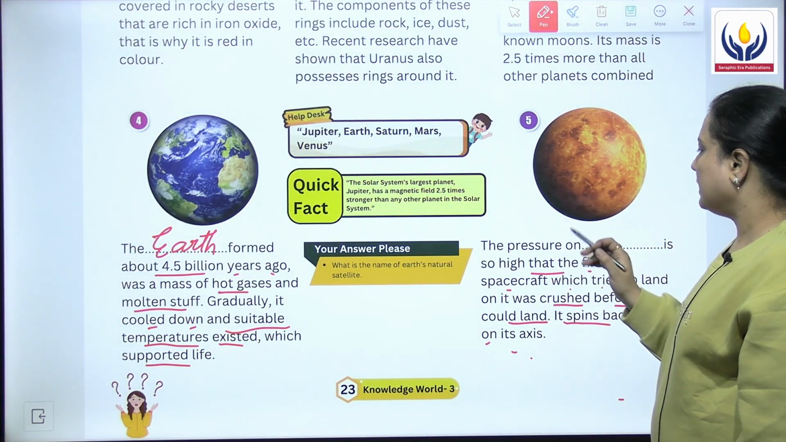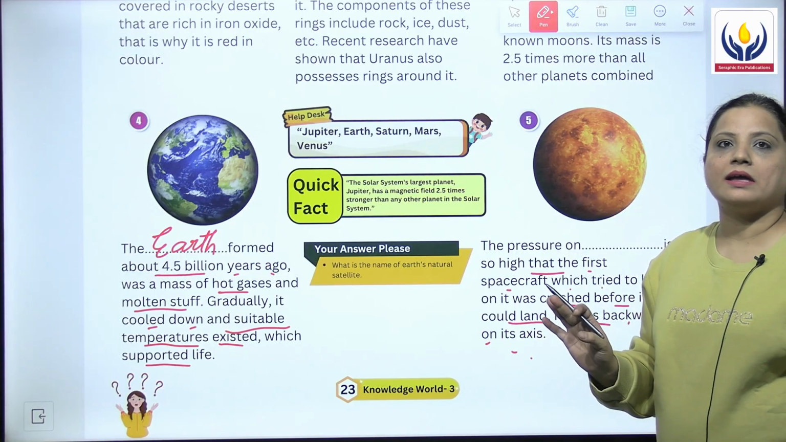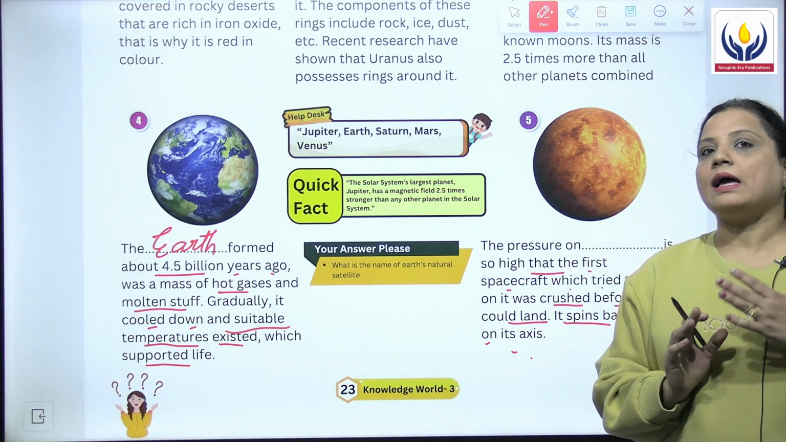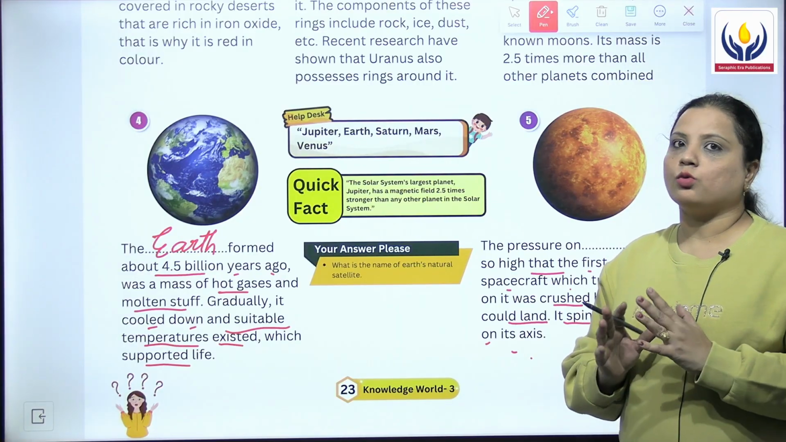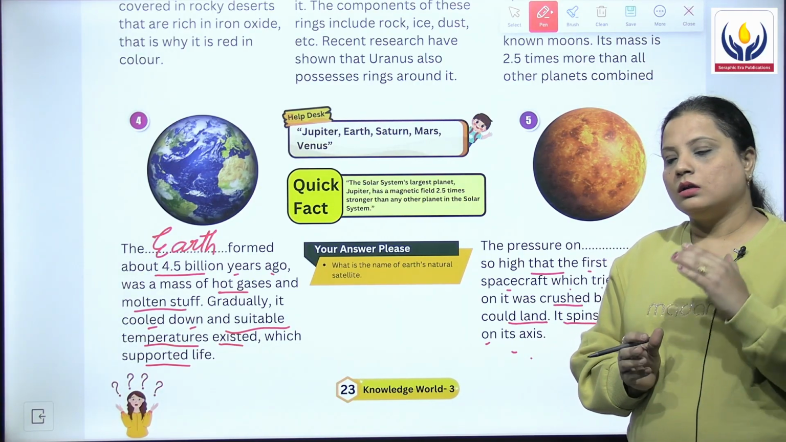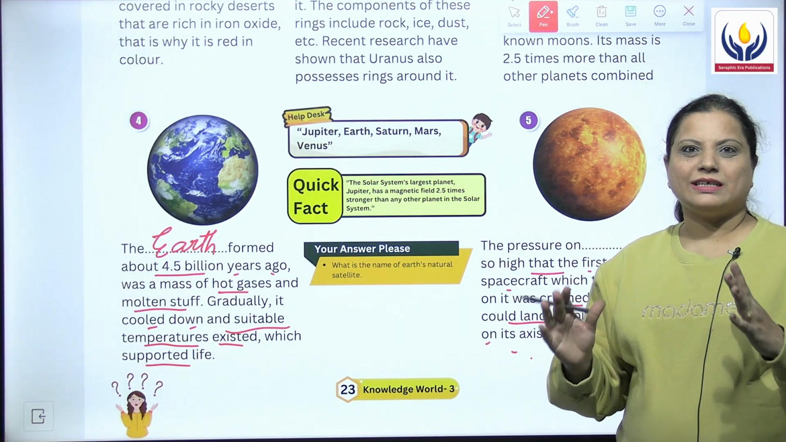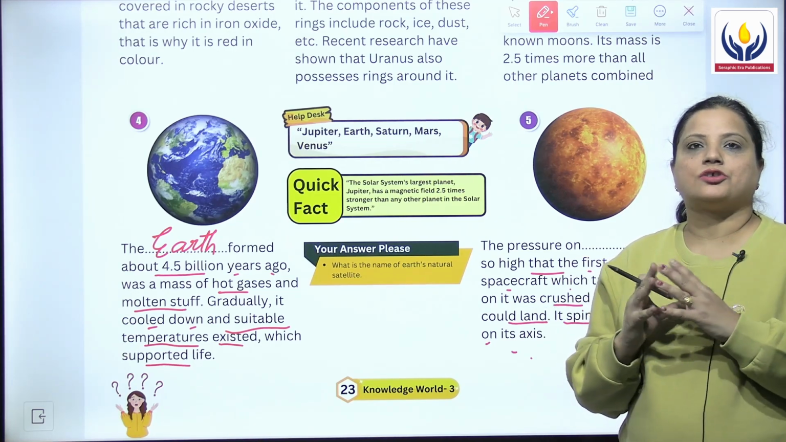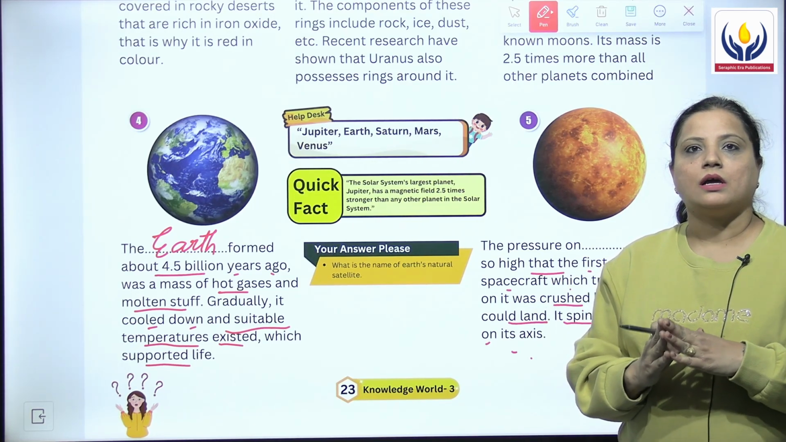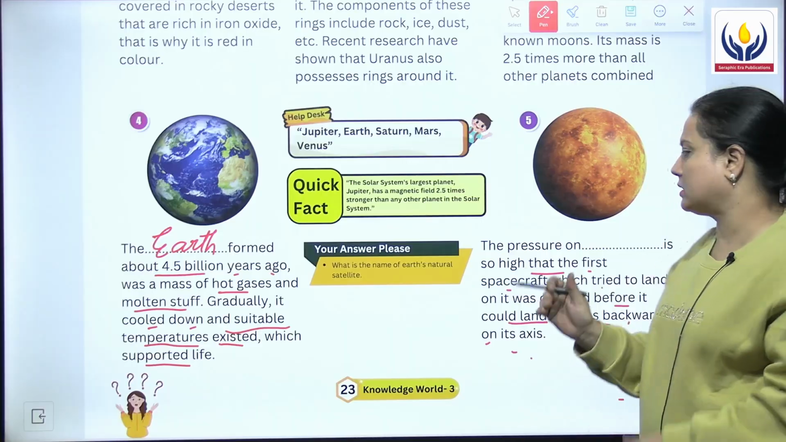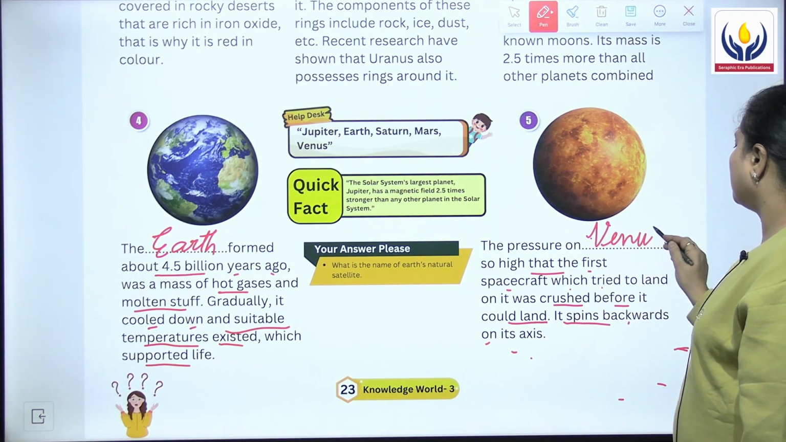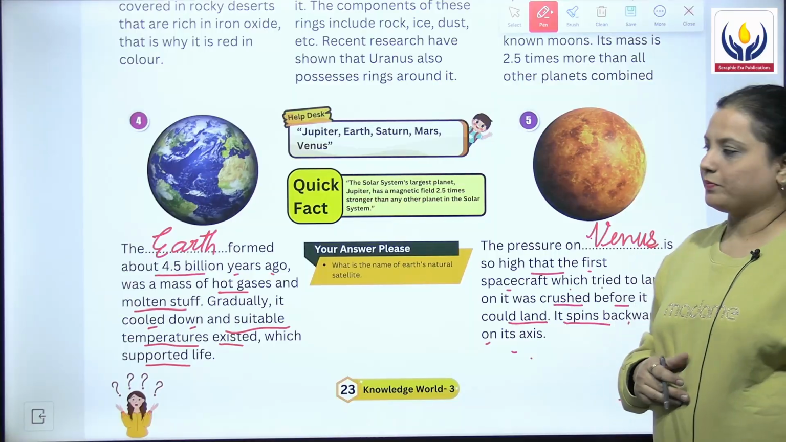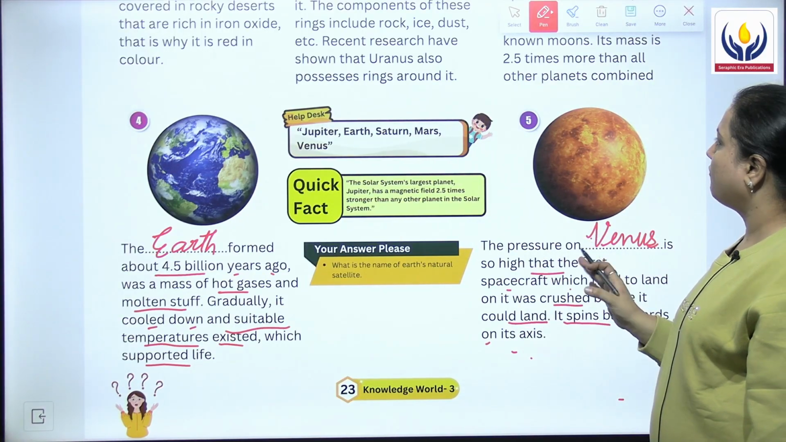The pressure of this planet is so high that when we had sent our first spacecraft over there it was not able to land. Why? Because it got crushed with the extreme pressure of this planet. And the name of this planet is Venus. V-E-N-U-S, Venus. So this was all about the 5 pictures.